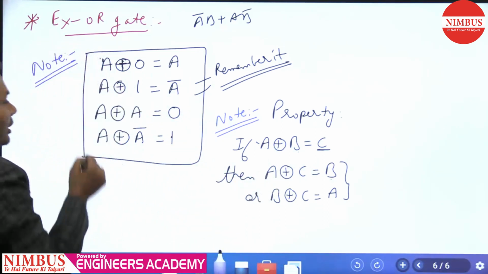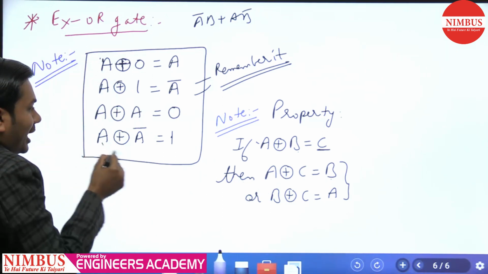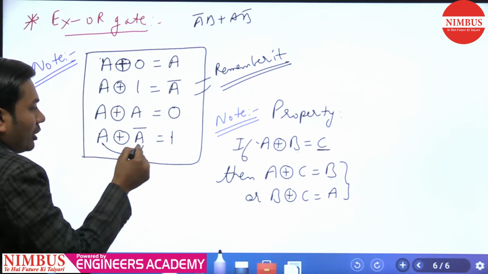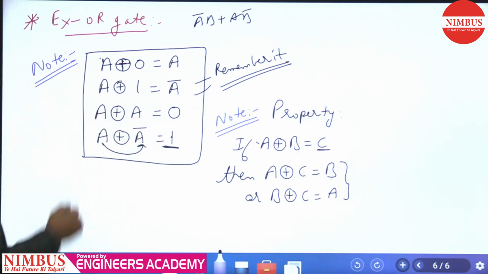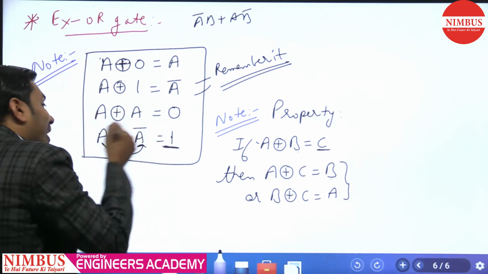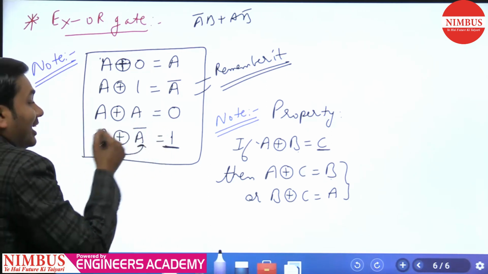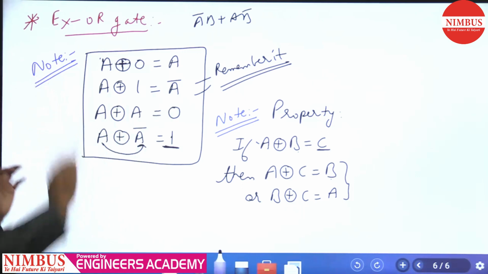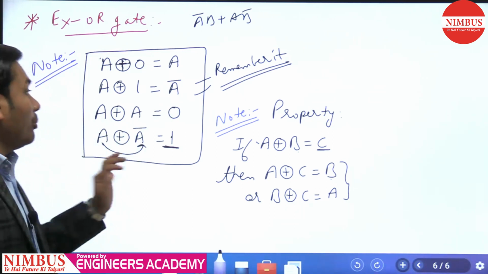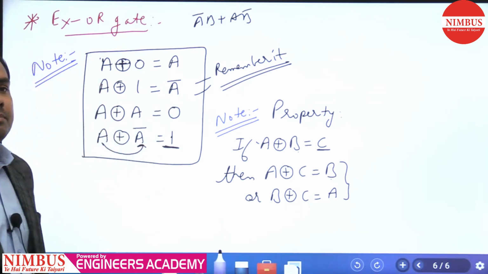We are getting from here that if we are performing A XOR A bar, then the output will be 1. If we are performing A XOR 1, then the output will be A bar. That is this one. So this property follows.